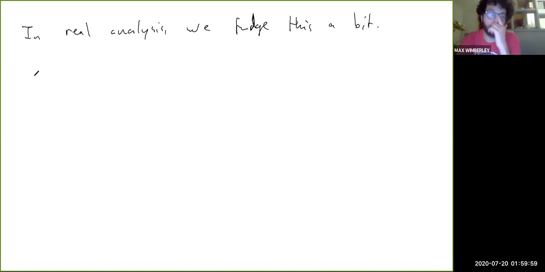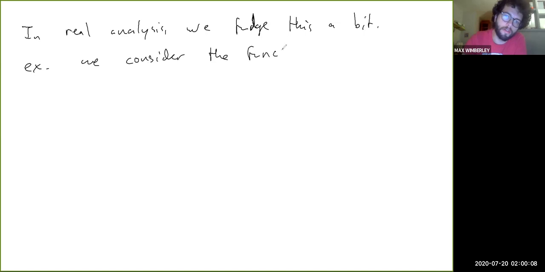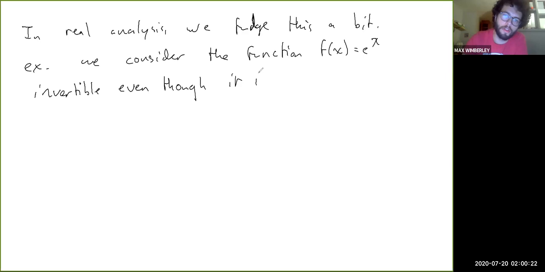So in real analysis, we fudge this a bit, right? So for example, we consider the function f of x equals e to the x invertible, right? Even though it is not surjective, right?